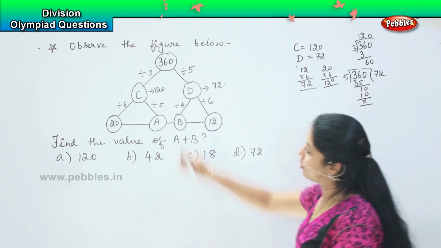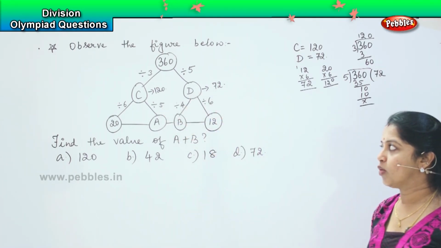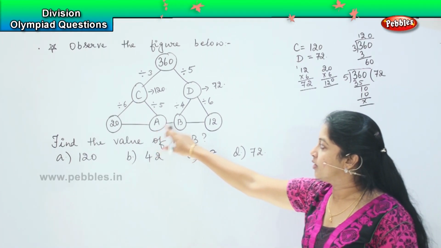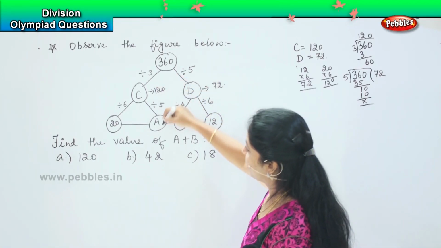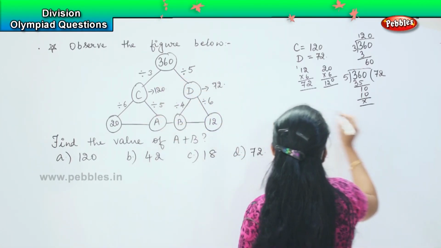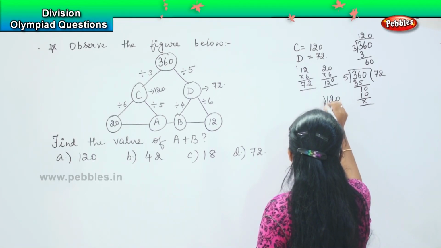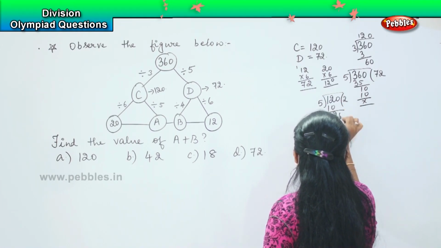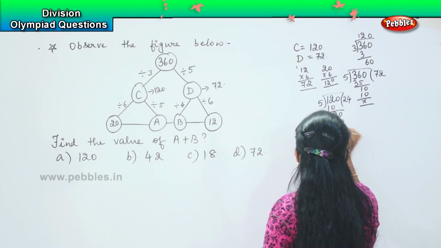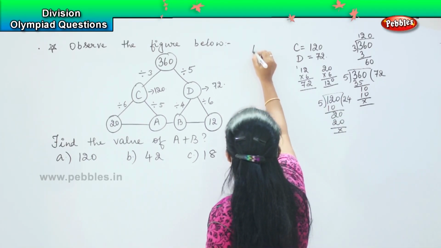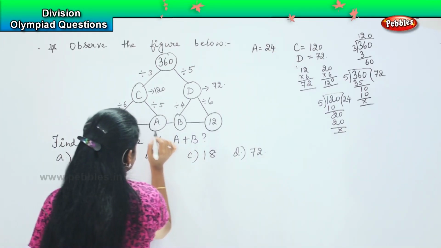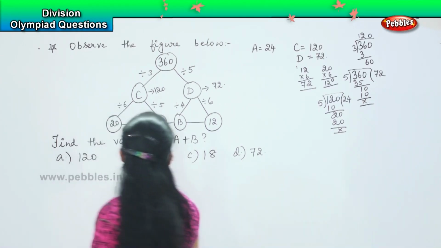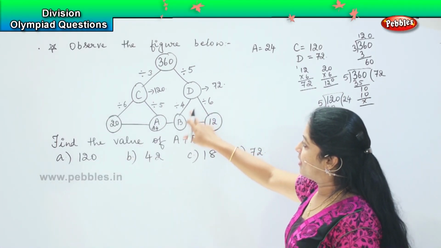Now, we have found out the value of C and D. The next thing we need to find out is the value of A and B. Now, C divided by 5 is A. So, which means 120 divided by 5. So, 5 twos are 10 and 5 fours are 20. So, which means value of A is 24. This is 24.